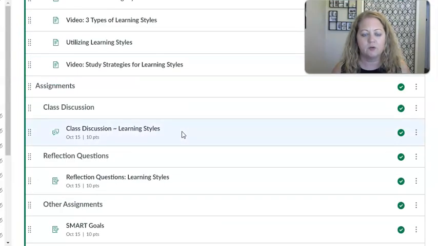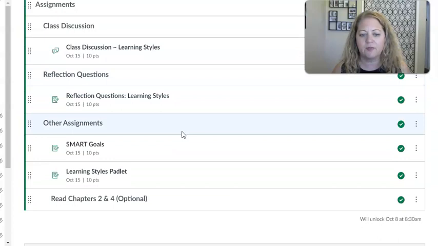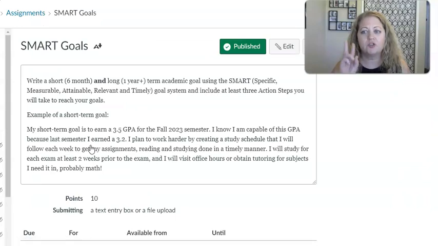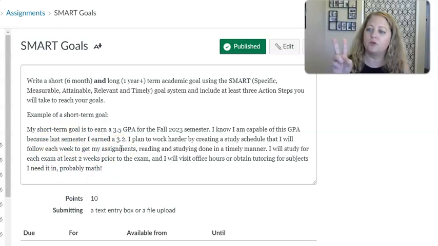We also talk about goal setting this week and some assignments around that. For the SMART goals assignment, just really quickly, you are writing 2 goals, a short-term goal which would be done within 6 months and a long-term goal which would be done in a year or longer. The example I'm giving is just for the short-term goal, but you need to write both goals, okay? Or else you're not going to get full credit. And make sure that you're writing it in the SMART format.